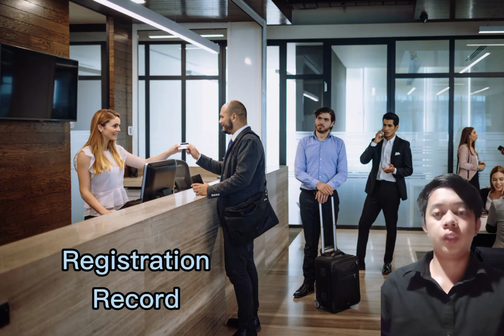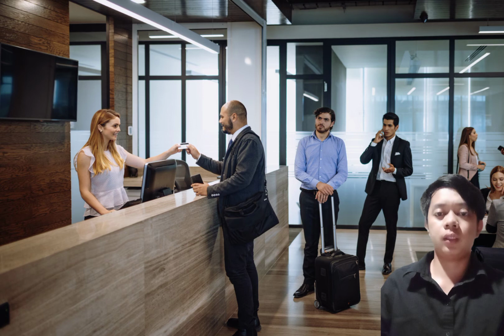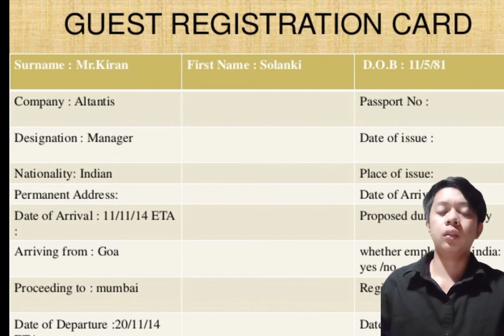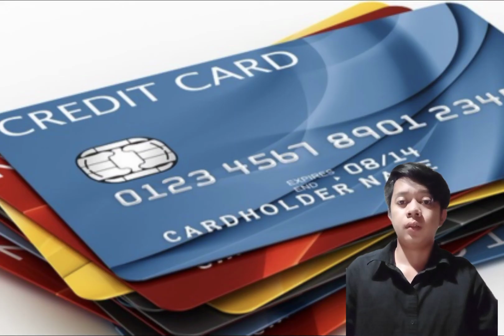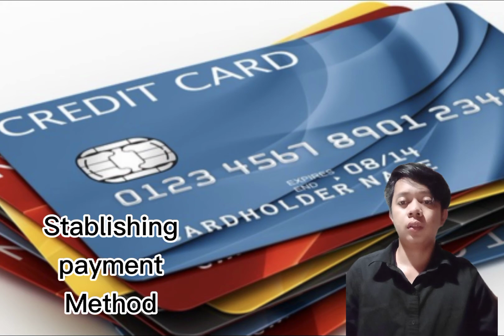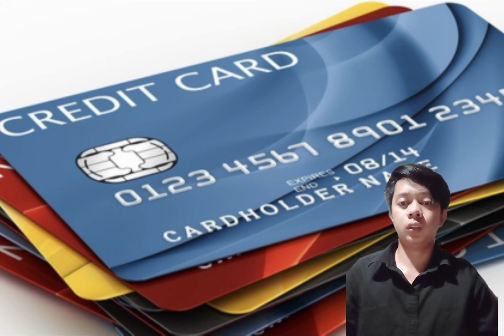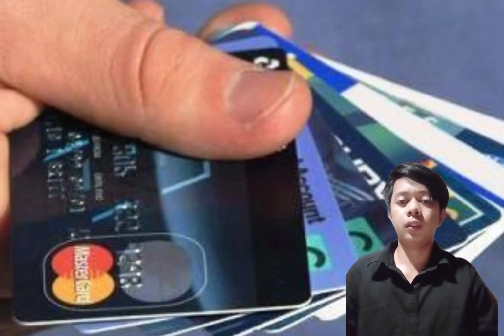Next, a registration record is created by the front desk agent, who puts all necessary data of the guest, and the staff provides the GRC to fill up. Establishing payment method, the way one pays per transaction. There are two most basic methods of payment, such as cash or credit.